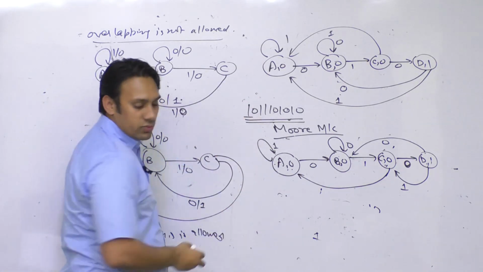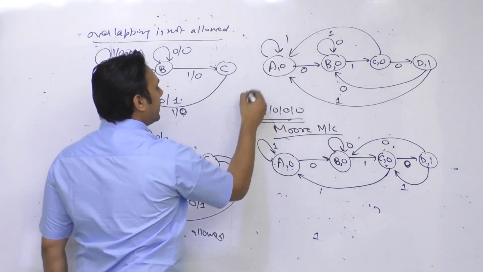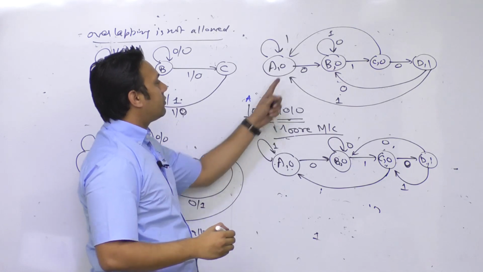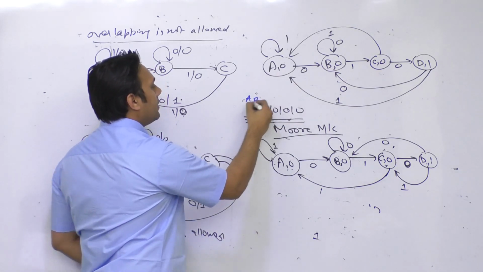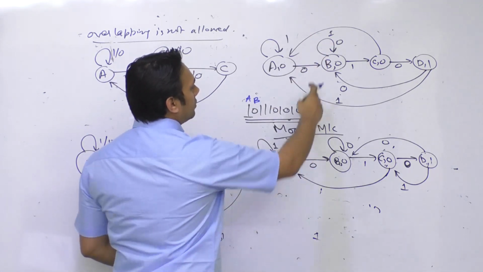By giving this first 1, we go from state A to state A. By giving this 0, from state A to state B. By giving this 1, from state B to again state C.